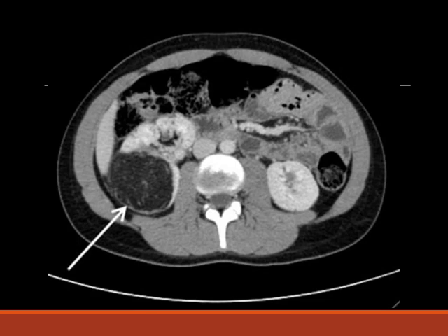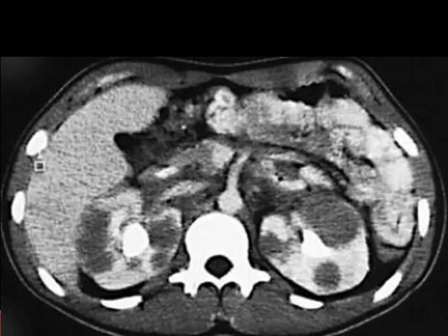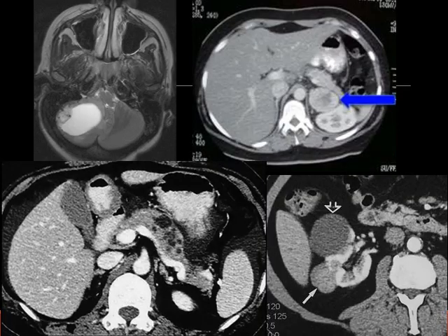This is a lesion arising from the kidney with macroscopic fat. There is no calcification. This is an angiomyolipoma. Next, name that tumour. There are multiple homogeneously low attenuation masses within the kidneys bilaterally. The kidneys are otherwise normally enhancing. There is also retroperitoneal masses. This is renal lymphoma.